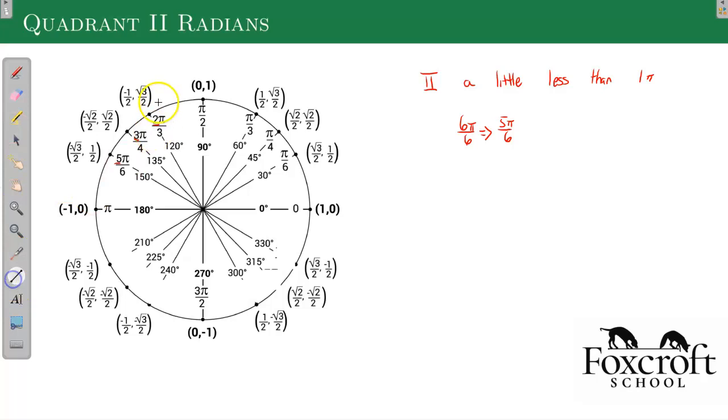Again, just like the values, you can see these values are over 3, these both are over 4, these both are over 6. So just like the values, they're all related.